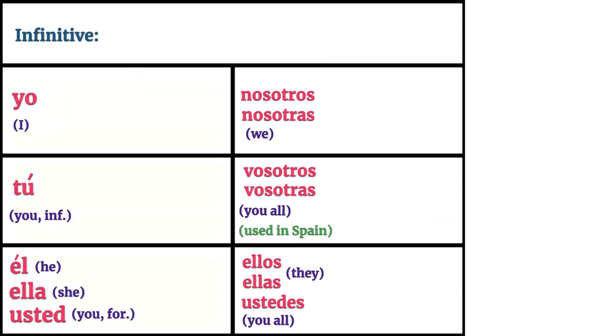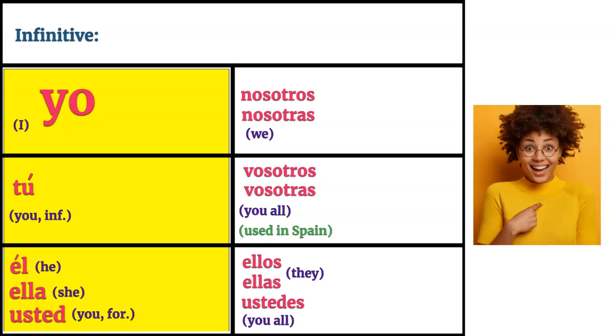On the left-hand side of the chart, we have singular subjects, where we are talking about only one person. In the first place, we have the first person singular pronoun yo, which means I in Spanish. So, whenever you want to talk about yourself alone in a sentence, you will use the yo form of the verb.